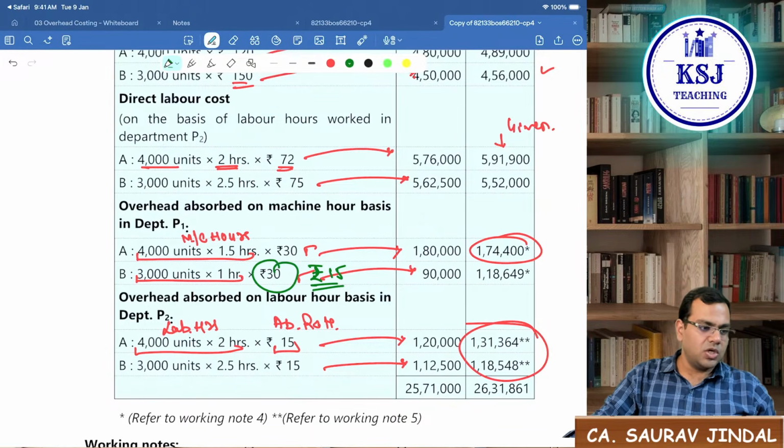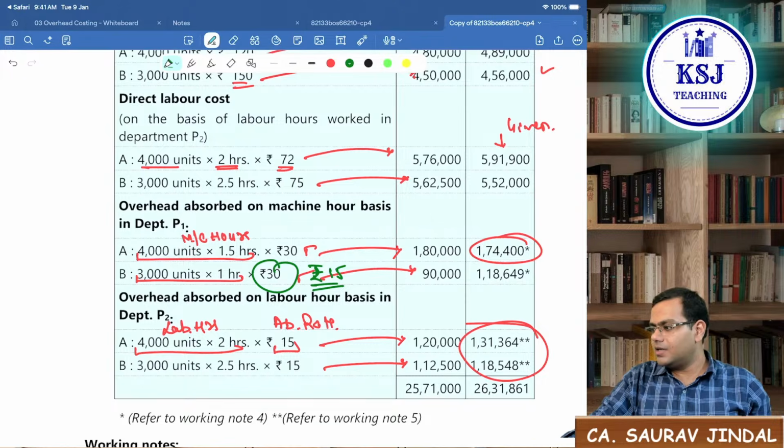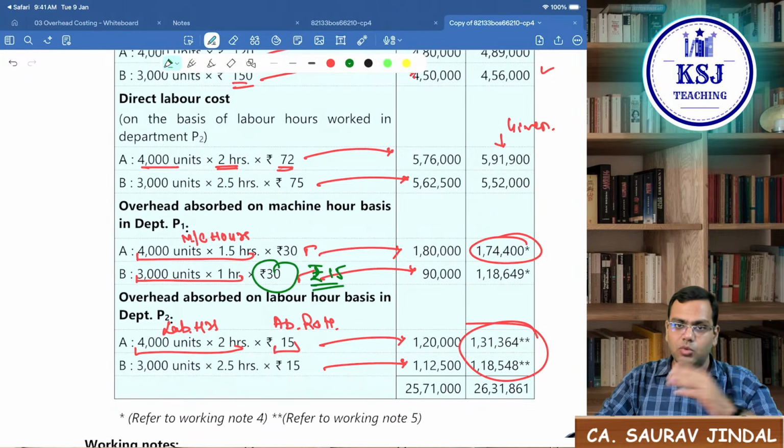Tomorrow is Sunday, so tomorrow there will be no session. The next session will be Monday evening. Right, tomorrow there will be no session. Monday evening we will start with activity based costing. We'll try to do it in the first half itself and then do the cost sheet part. Right, we'll try to cover more than one chapter on Monday.